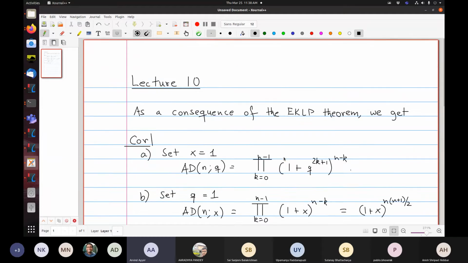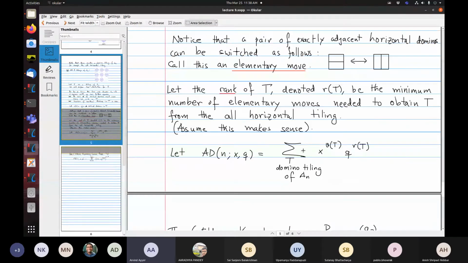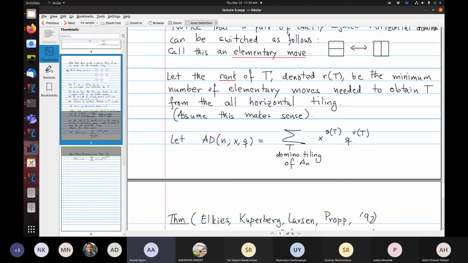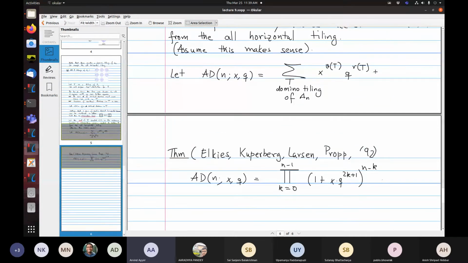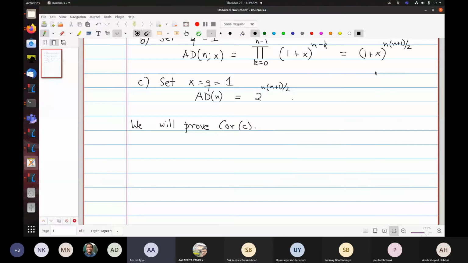So the first thing I want to do, so remember, I said that this rank needs to be made clear. So it's not a priori clear that you can get to any tiling T starting from the all horizontal tiling and performing these elementary moves. So that's what I will prove today.